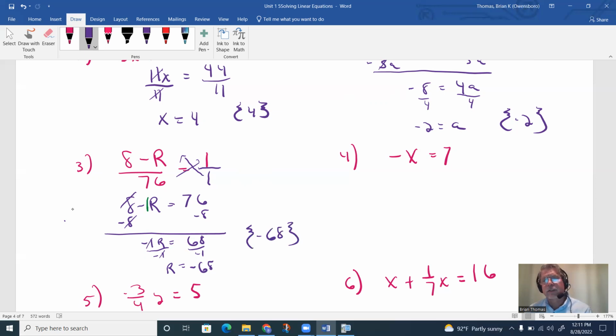So if I have negative x equals 7, this looks pretty easy. But notice how there is a coefficient of a negative 1 there. So if we divide both sides by negative 1, that allows me to get x equals then this negative 7, if we want to follow that approach.